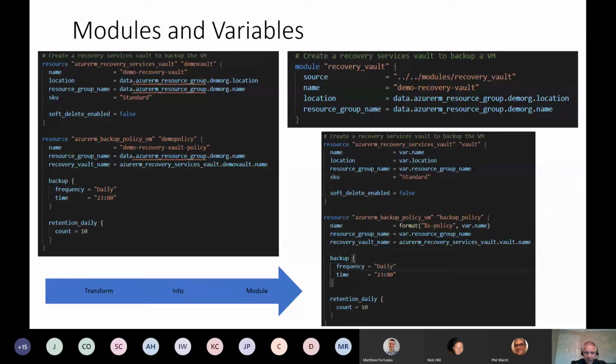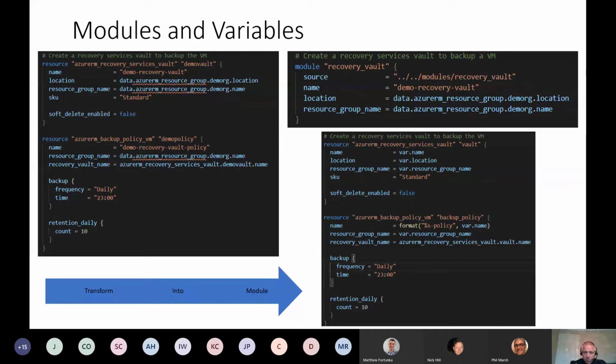Now, if I want to make that a module, what I can do is, first of all, variabilize some of this. So, for example, things like the name, the location, the resource group, I might want to pass them into the module. And then in the module I refer to the variables rather than to the data AzureRM resource group .demorg.location, for example.